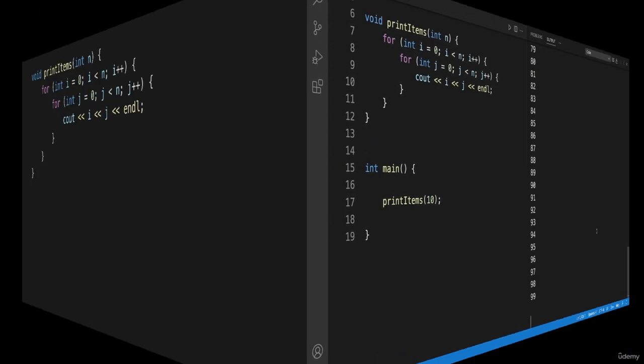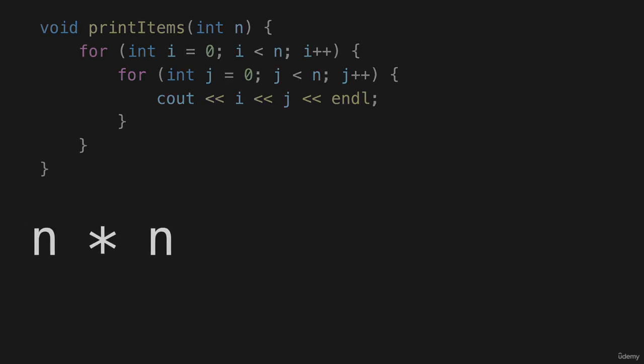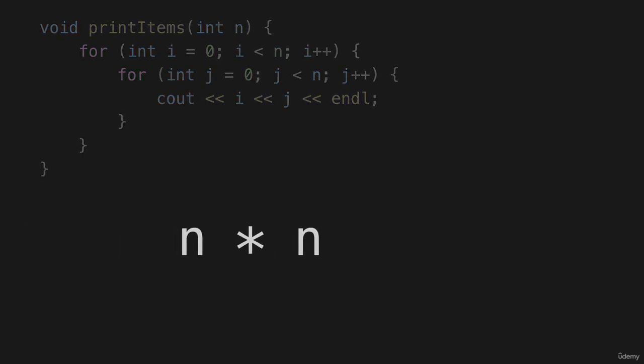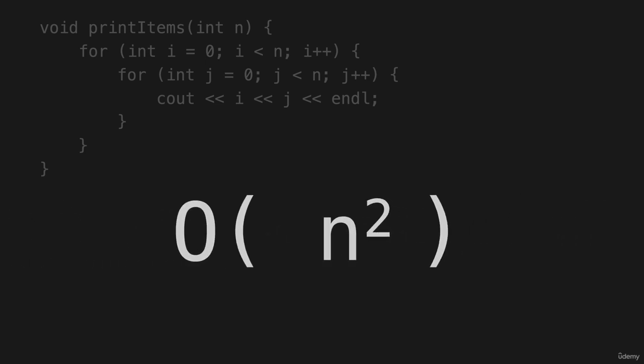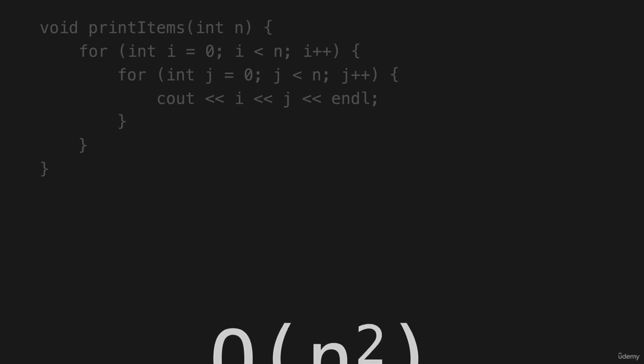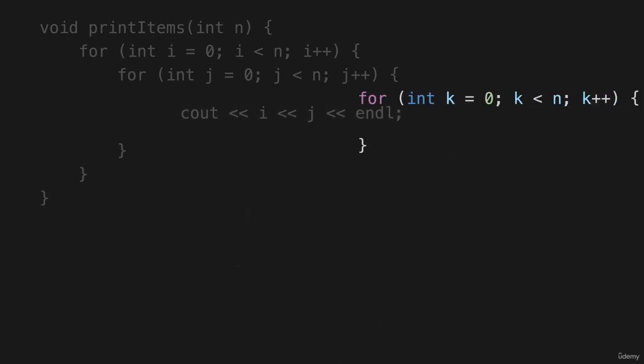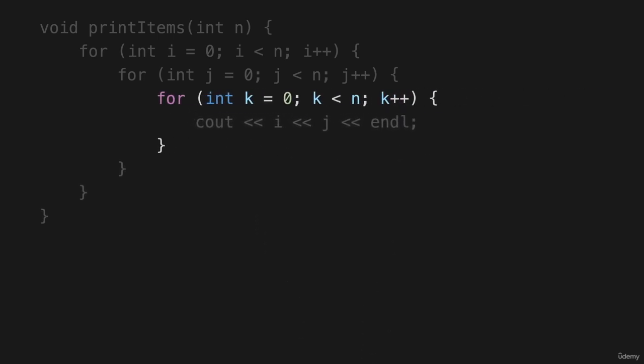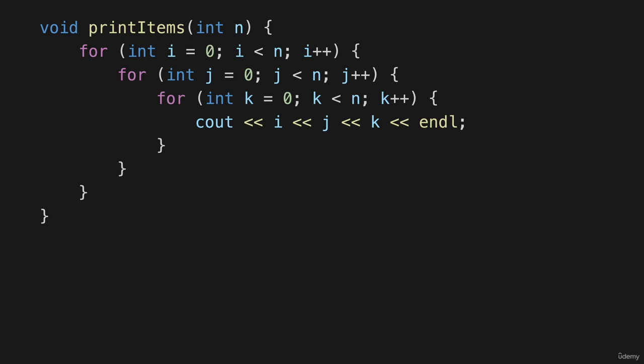So now let's flip back. So this ran n times n, or n squared, and that is where we get O of n squared. But now I'm going to make a change to this function, and we're going to add a third for loop, and then we'll print out k from this for loop as well. So now we have a for loop within a for loop within a for loop.